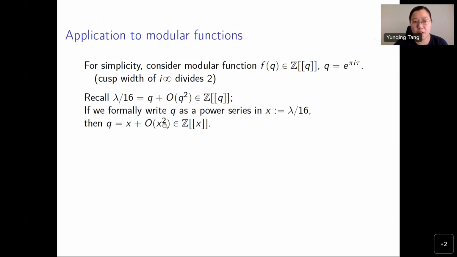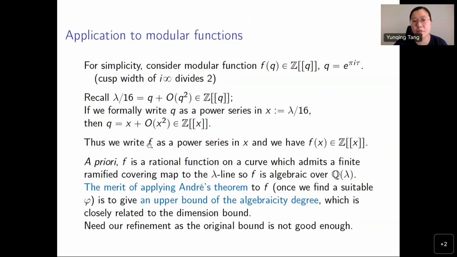Okay, so the core is that we have lambda over 16, which is q plus high powers. This says that if we take x to be lambda over 16, things like q can be written as x plus high powers with Z coefficients. So we know that our function f, if we view it as a power series in x, also has Z coefficients. So that's how it is related to our previous thing.